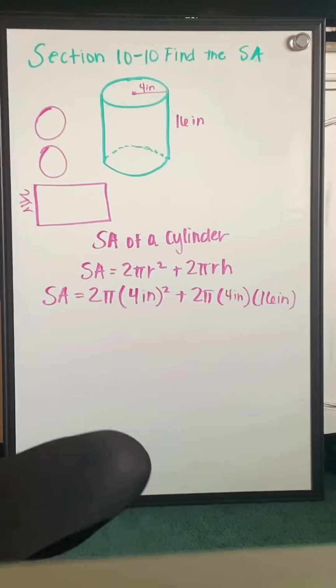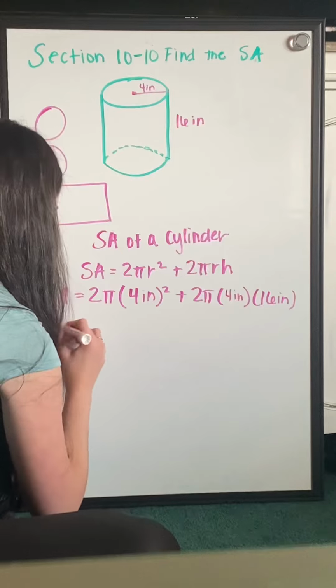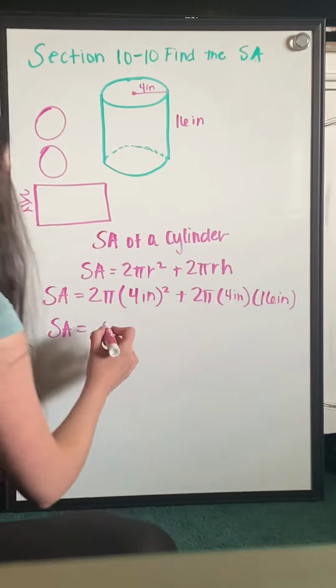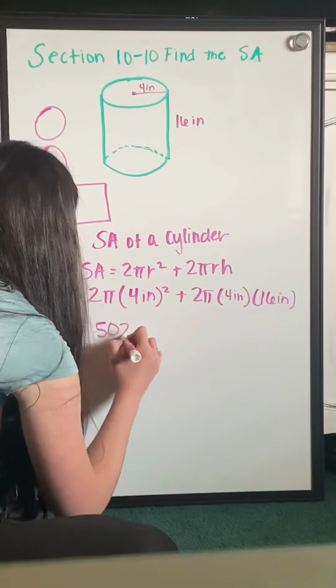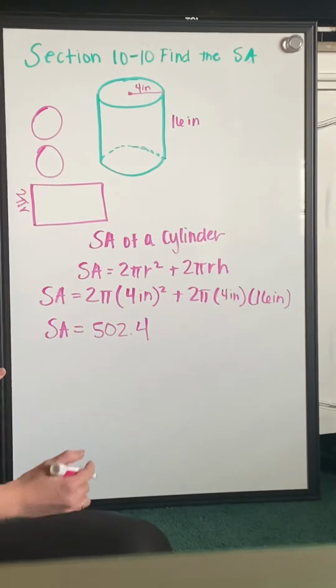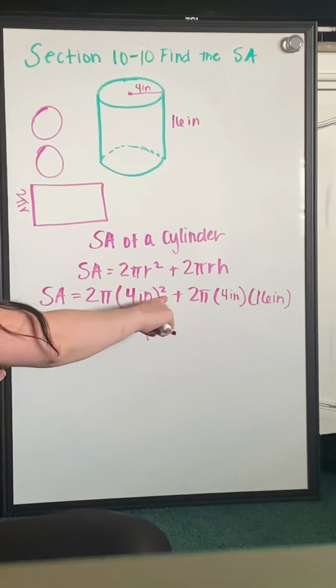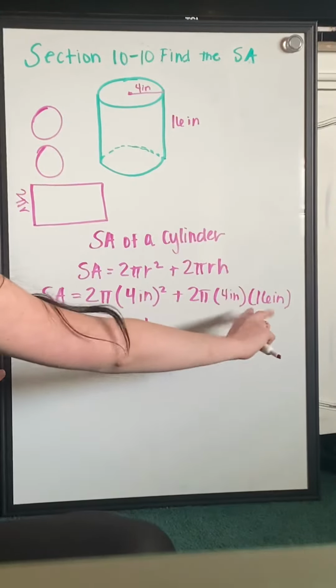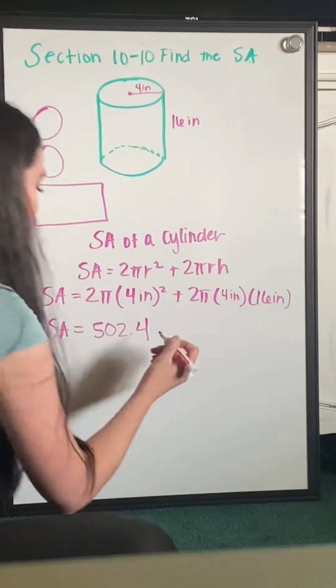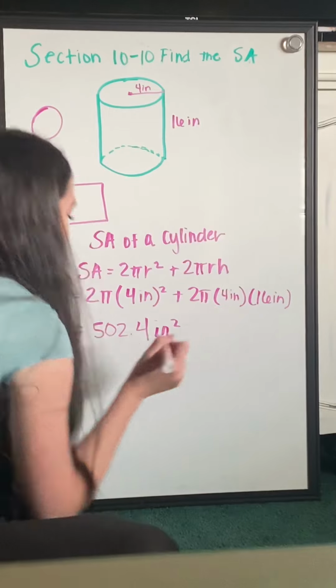I'm not going to do all the math this time, but if you plug in everything into your calculator, you should get 502.4. And notice we're going to be in inches squared, because if you square these inches, you're in inches squared, and inches times inches is inches squared. And when you add inches squared to inches squared, you're still in inches squared. And that's it.